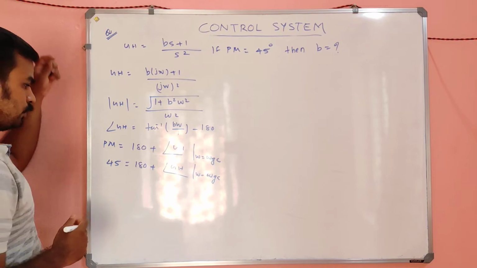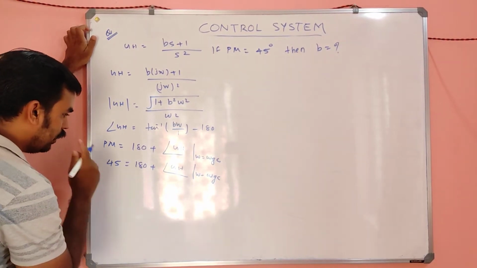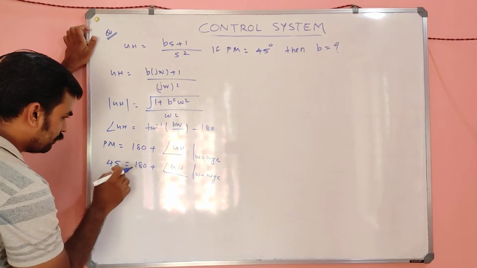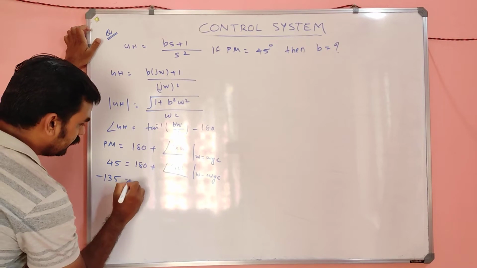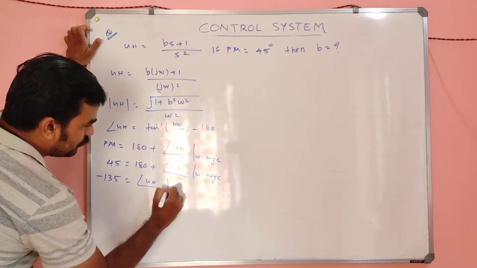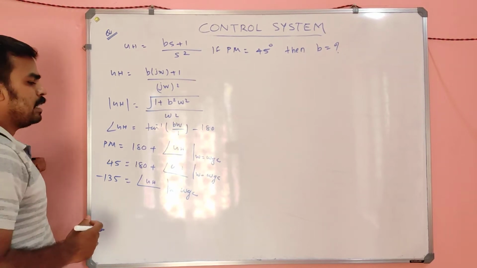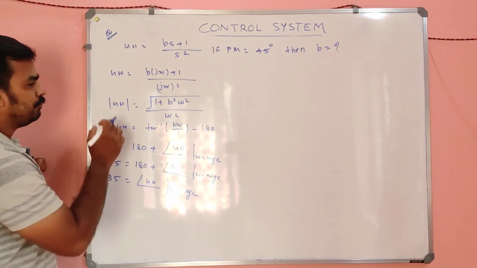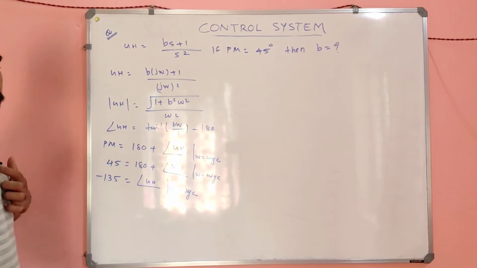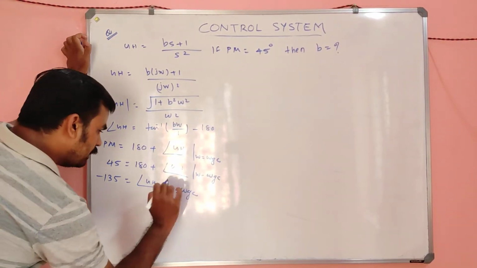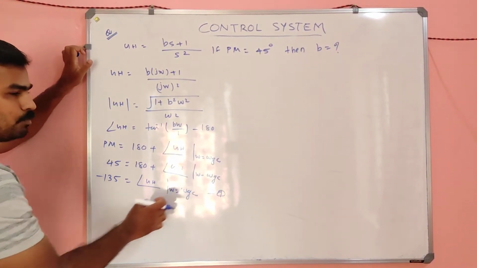Okay. So how can we do this? 45 when it comes to this side, it will become 135, right? Minus 135 equal to the angle of GH at omega equal to omega gc. So the phase margin is calculated at the gain crossover frequency, that we know already, right? So let this be equation number 1. Okay, let it be there, and we have to calculate this omega gc.